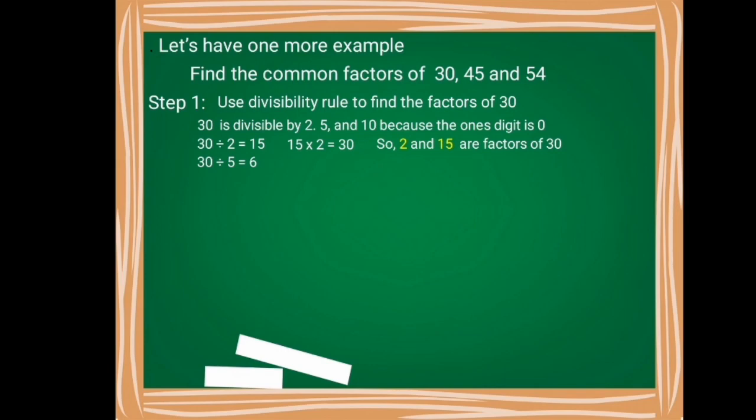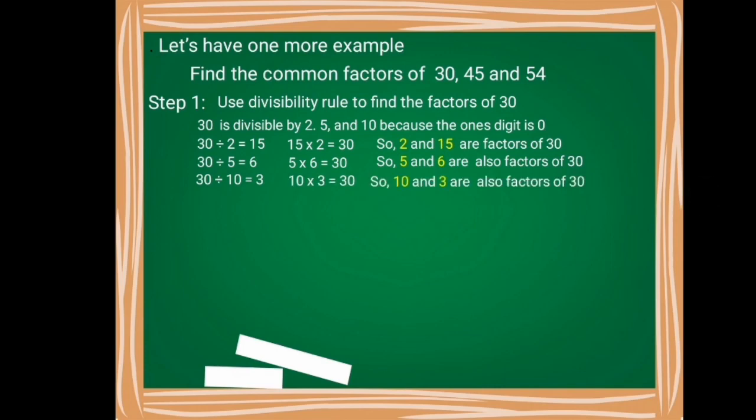30 divided by 5 equals 6. 5 times 6 equals 30. So, 5 and 6 are also factors of 30. 30 divided by 10 equals 3. 10 times 3 equals 30. So, 10 and 3 are also factors of 30.